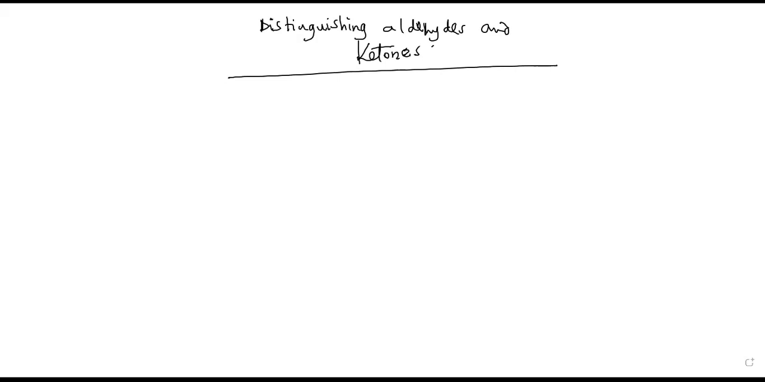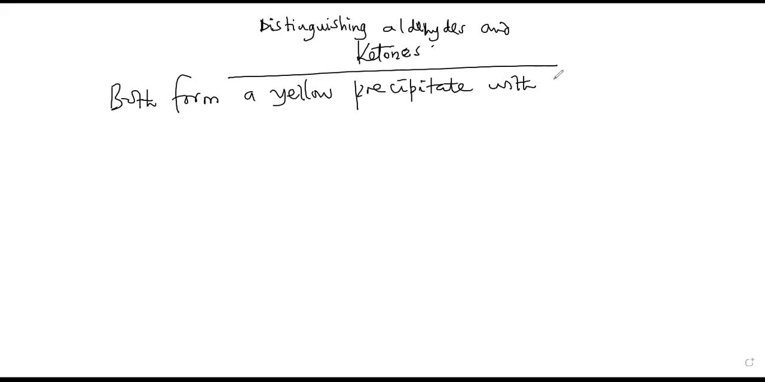Now, to distinguish between aldehydes and ketones, we need to know that both of them form a yellow precipitate with Brady's reagent, or 2,4-dinitrophenylhydrazine. That is what you need to first appreciate.